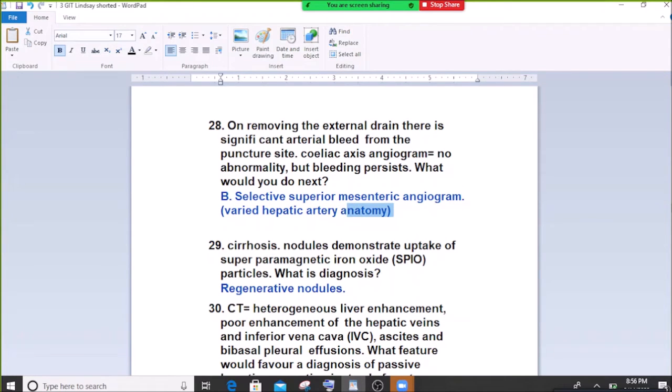Now, the patient has bleeding, correct? You put a drain through the puncture in the biliary tract, and the celiac axis was assessed. There is no abnormality on the celiac axis, but there is still bleeding. So what do you do? I would do a superior mesenteric artery angiogram, because there may be variation in the hepatic artery anatomy. So we must see the superior mesenteric artery also.